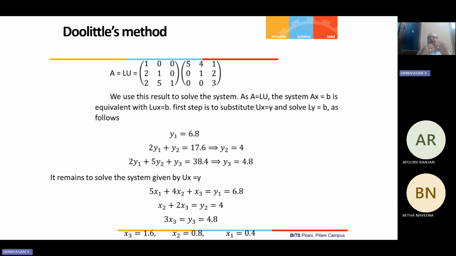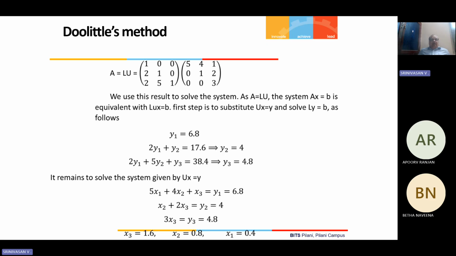Straight away you are getting the first one, the Y1 value only. Substitute in the second. It is not back substitution actually. It's actually forward substitution. It's ordinary multiplication only. Just you can see 1 into Y1 plus 0 into Y2 plus 0 into Y3, I can simply say Y1 equal to 6.8. 2Y1 plus 1Y2 plus 0Y3, which is 17.6. Substitute for the value of Y1, you get Y2 equal to 4. And third, 2Y1 plus 5Y2 plus Y3 is equal to 38.4. So Y3 equal to 4.8, having substituted for Y1 as 6.8, Y2 as 4.